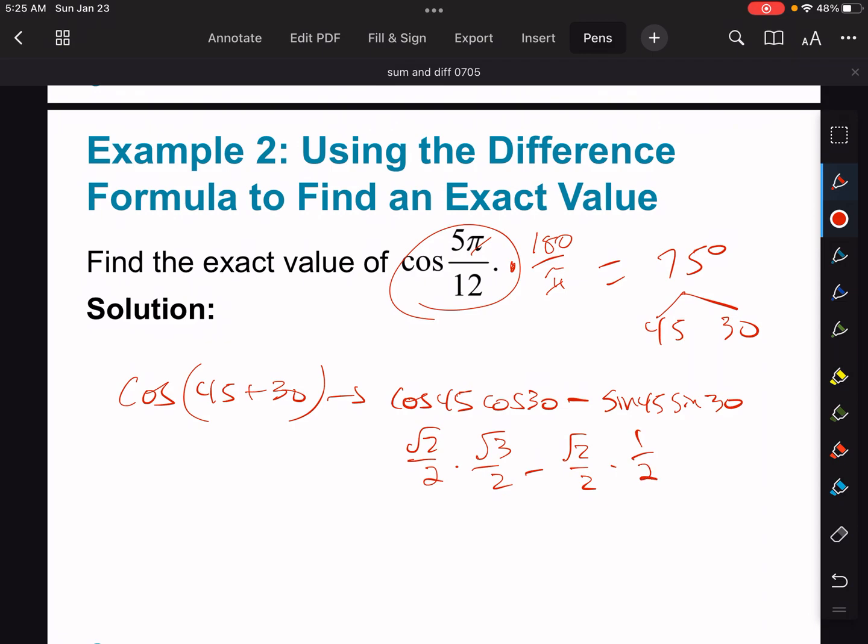So this is going to be very similar to the last one. When we do this out, we get root 6 over 4 minus root 2 over 4. Or you could say this is 1/4 of root 6 minus root 2. And again, I'm getting these values from my unit circle values that I know well by now.